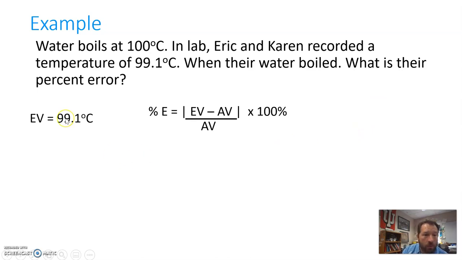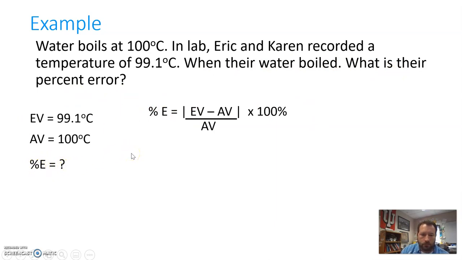I like to list out my variables. I think that helps. It's not something you have to do, but when I look at all these letters over here, I'm not always sure what I need to plug in. So listing out my variables helps. I look back at the word problem: my experimental value, when they were in the lab, they got 99.1 degrees. That's my EV, my experimental value. The accepted value is 100 degrees Celsius. That's when water boils. And the question is asking, what is their percent error? So percent E, question mark.